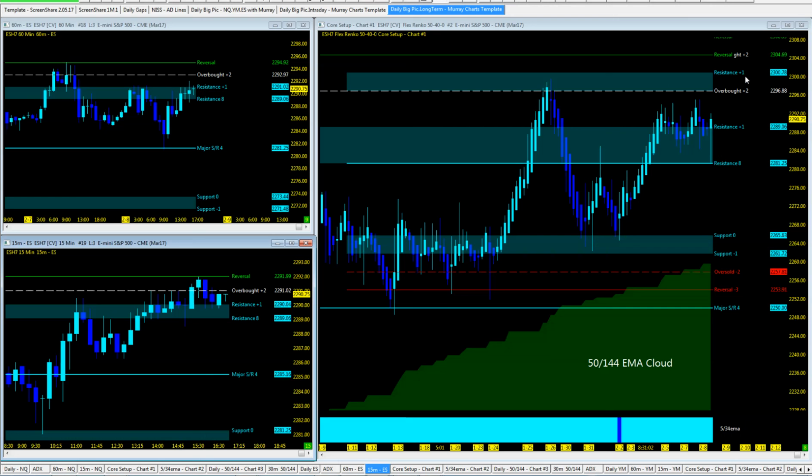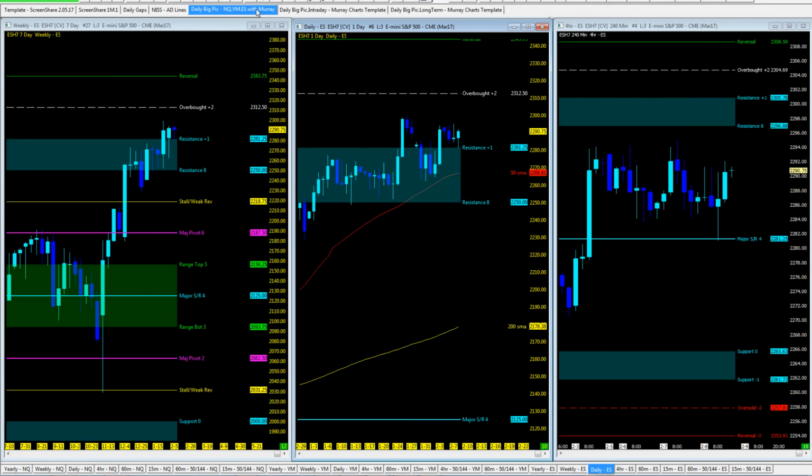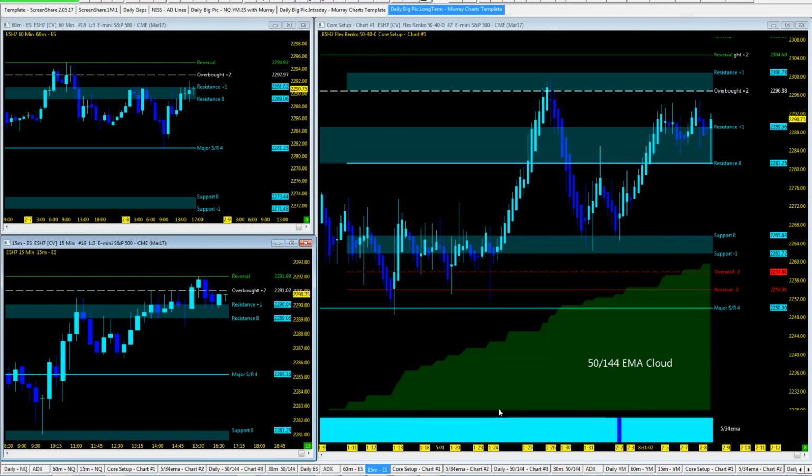Might as well go for the bell. 2300 is the ultimate goal up here if we're to ring any bells. Again, we can look to the bigger time frames like we do each week. And there it is, 2296 and 2300. So that is the upper level charts that we're looking for.